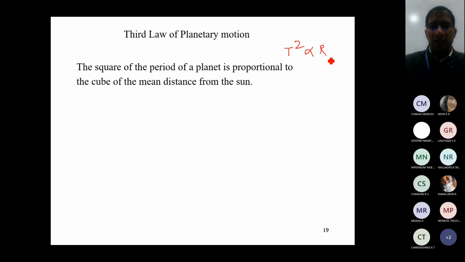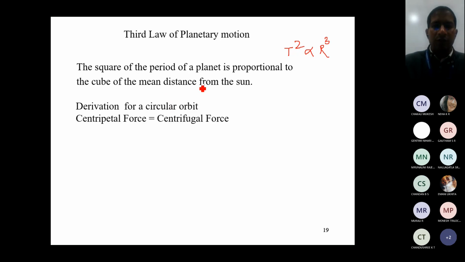Okay, so that means the mean distance from the sun is r. The square of the period is proportional to the cube of the mean distance. So how has it been derived? Let us see the derivation.